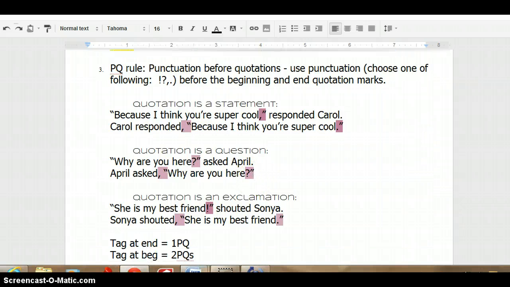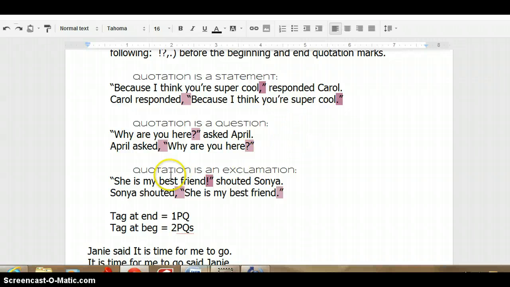Let's look at the last set. You've got quotation marks if it's an exclamation. And here you have, "She is my best friend!" shouted Sonia. You've got the PQ rule here with an exclamation point and quotation marks. And then if we flip the sentence around with the tag at the beginning, Sonia shouted, comma, quotation marks. That's the example of your PQ rule. You have a comma and then quotation marks. That's P and Q. And then you're going to need another set at the end.